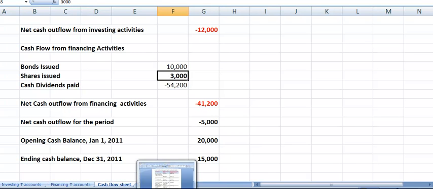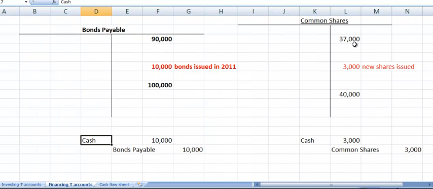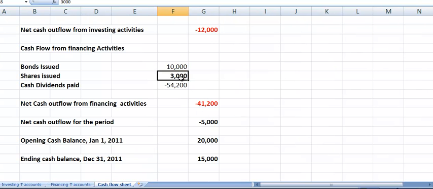Now we also know that we issued shares. Let's have a look at how that happened. Well, we know the shares went from 37,000 to 40,000. So the journal entry must have been made during the year to increase cash by 3,000, which was the dollar amount that we received from investors who bought our shares, and we credited common shares for 3,000. So therefore, we have the $3,000 amount here.